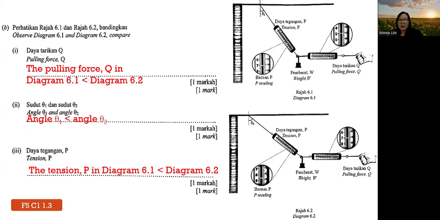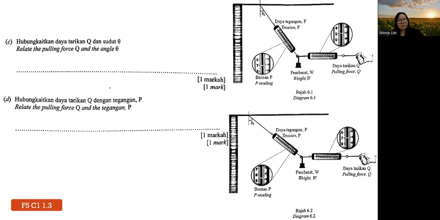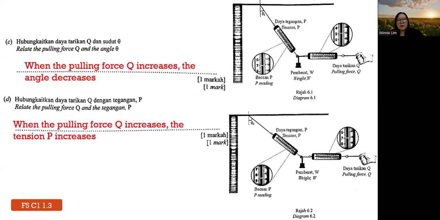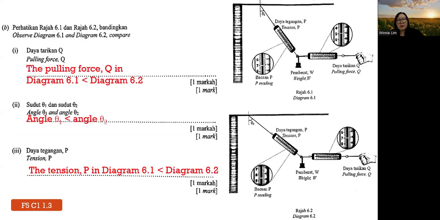Now my answer scheme has everything on 6.1, and just now I told you directly about 6.2. So vice versa is acceptable. So what is the relationship? Sorry, the pulling force with the angle first. When the pulling force Q increases, the angle decreases.